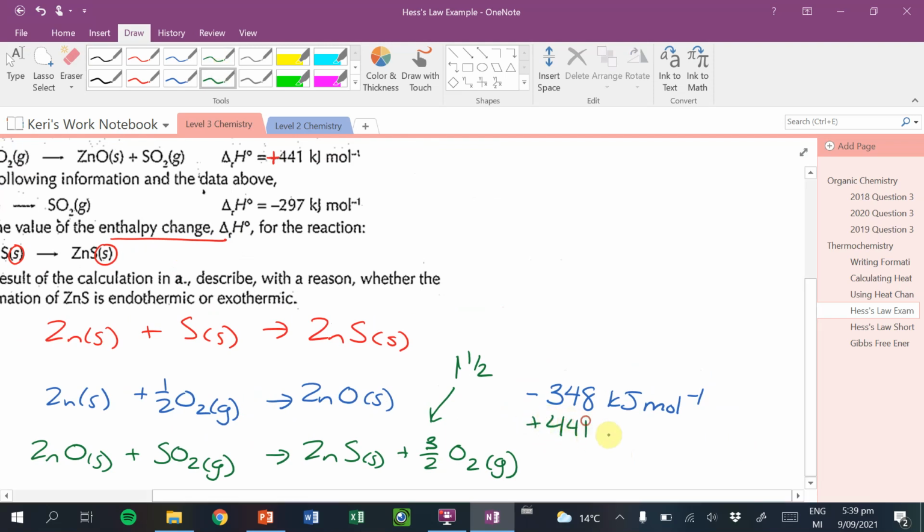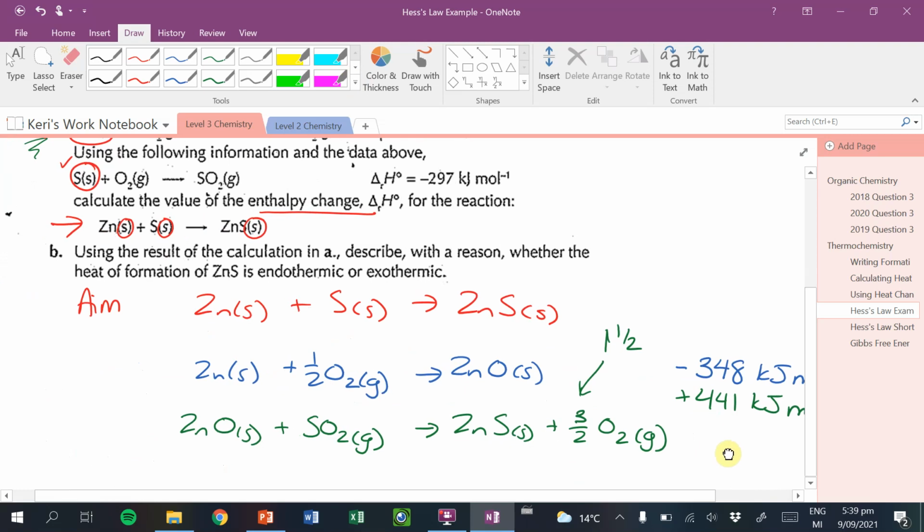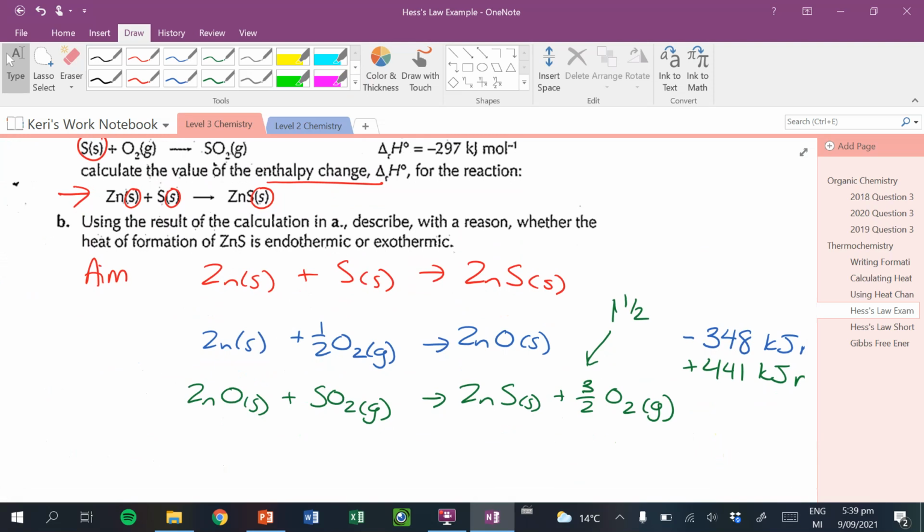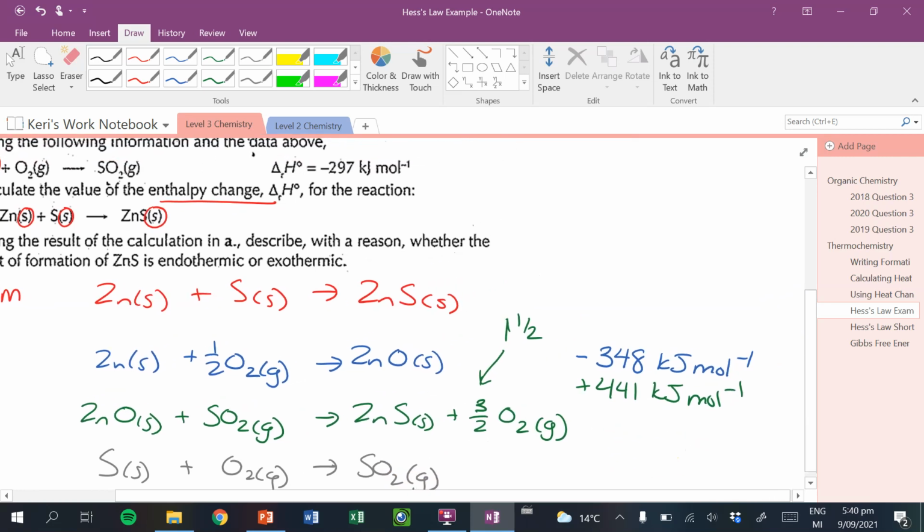Positive 441 kilojoules per mole. Cool. All right, last one that I'm doing is the zinc, the sulfur and the oxygen. So sulfur plus oxygen is making sulfur dioxide, and that's a gas. I've done nothing to manipulate that equation, so I just copy down my enthalpy, which is negative 297 kilojoules per mole. So I'm keeping basically a running total of how I'm manipulating everything.